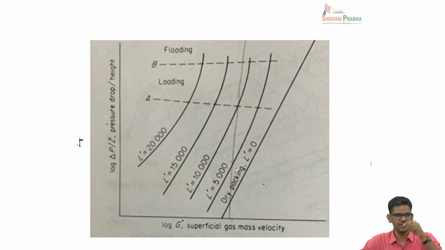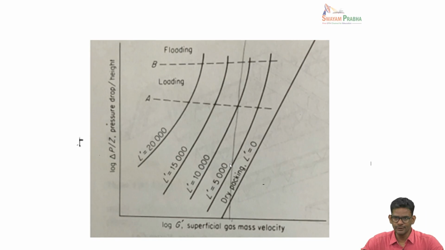Now let's say you turn the liquid on from the top, and these curves correspond to different flow rates of liquid, starting from 5,000 units, 10,000, 15,000, 20,000 units. If you look at this vertical line, you fix the flow rate of gas and go from one curve to the other, meaning you go from no liquid to 5,000 units of liquid flow rate, and then 10,000. What you see is that as the flow rate of liquid increases, the pressure drop also increases drastically.